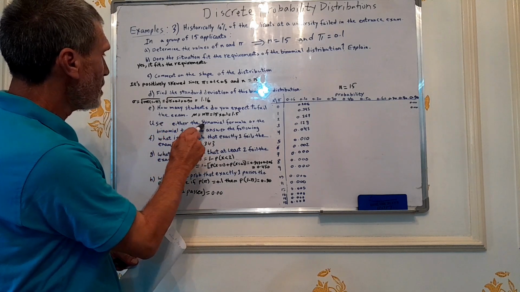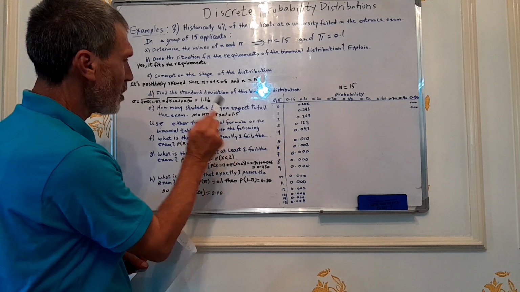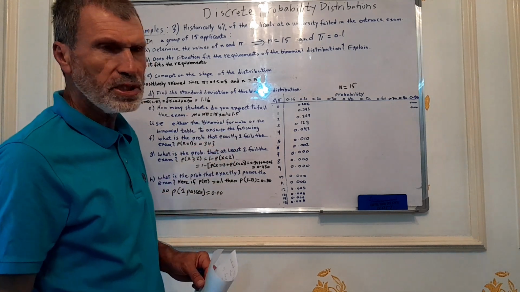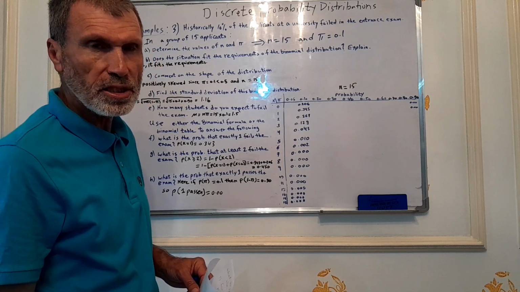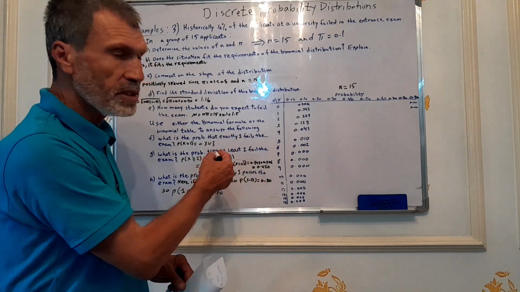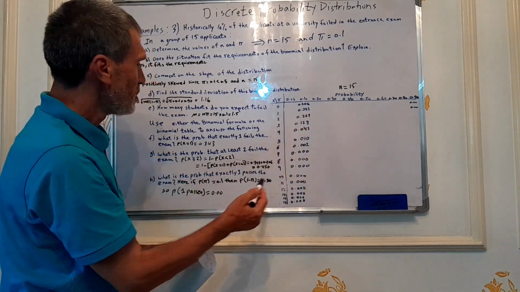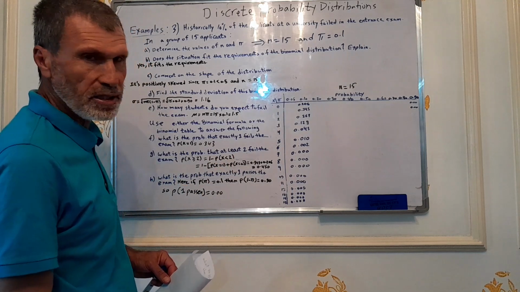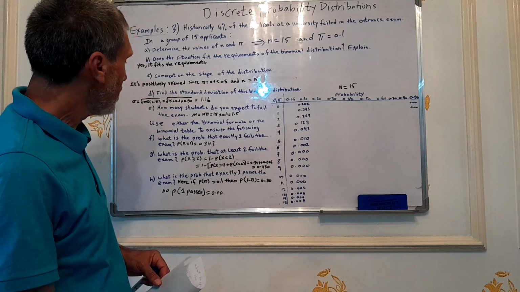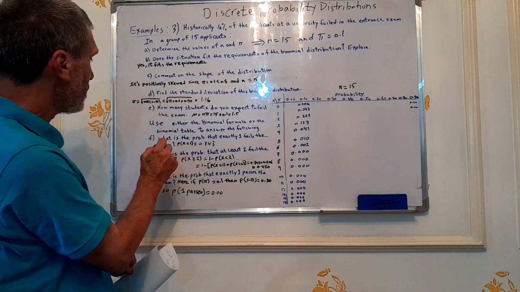Now use either the binomial formula or the binomial table to answer the following. Of course, using the binomial table is much easier to do these problems because, as you see, the table is here. So all you have to do is just look at the table and find the probabilities of any binomial value. Okay, look over here.